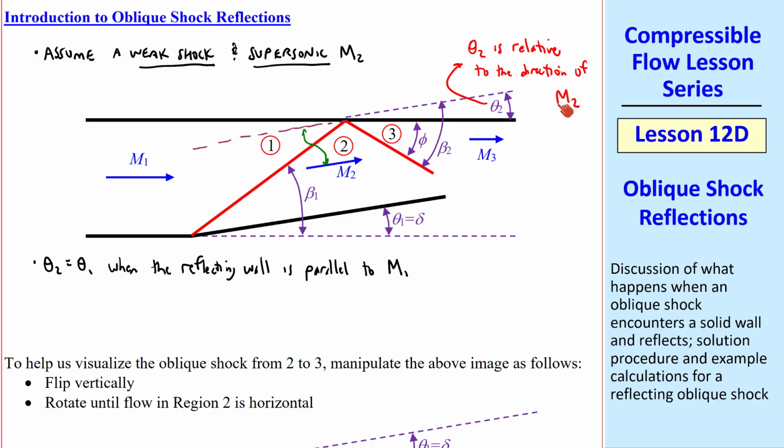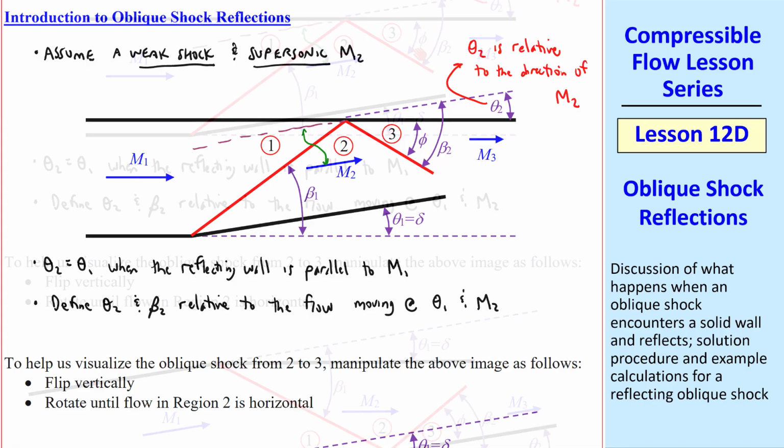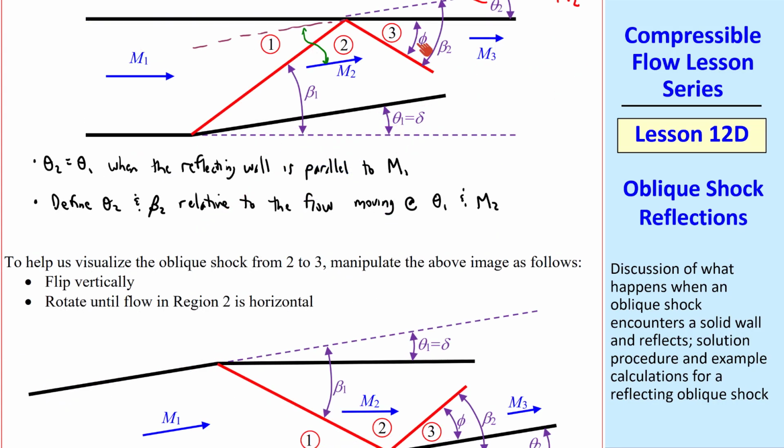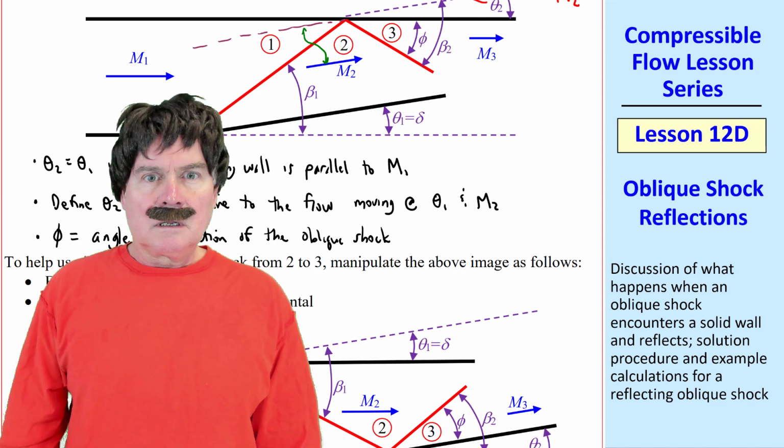I'll expand this comment as another bullet item, namely that we define theta 2 and beta 2, the shock angle of the reflected shock, relative to the flow moving at angle theta 1 and Mach number M2. In other words, for this oblique shock, we consider the flow upstream of the oblique shock with this turning angle relative to this flow. We'll let this angle phi be the angle of reflection of the oblique shock relative to the wall here in region 3.